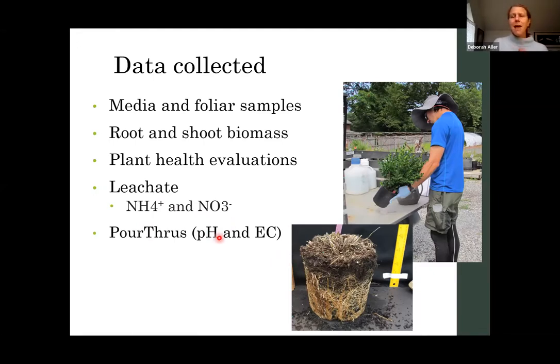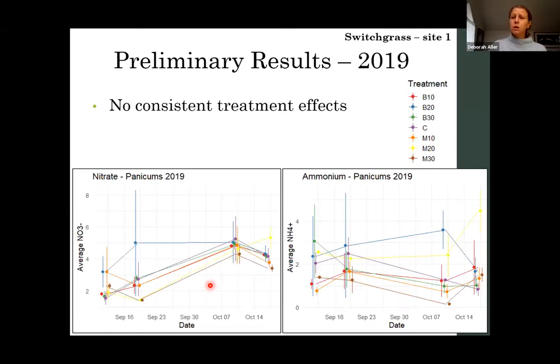So these were done every 2 weeks to gather information on whether pH and EC were changing throughout the season, as potentially fertilizer was being leached out of the pots. Just some very preliminary results from the first season. And this is looking at the switchgrass at the on-farm location.